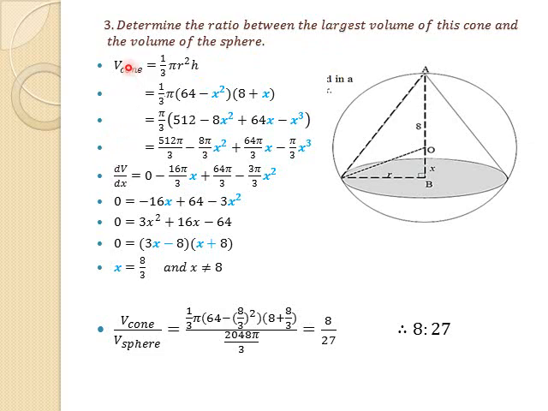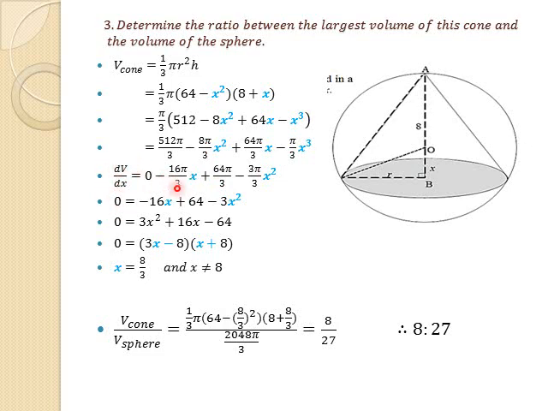So I differentiate V with respect to x. First, the derivative of a constant is 0. 2 times 8 gives me 16 pi over 3. 2 minus 1 gives me x to the power 1. 1 times 64 stays 64 pi over 3. For x to the power 1, 1 minus 1, the x falls away. 3 times negative pi over 3 gives me negative 3 pi over 3 x squared. Right, the first derivative must be equal to 0.